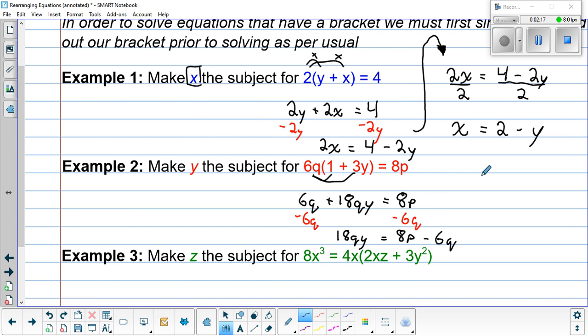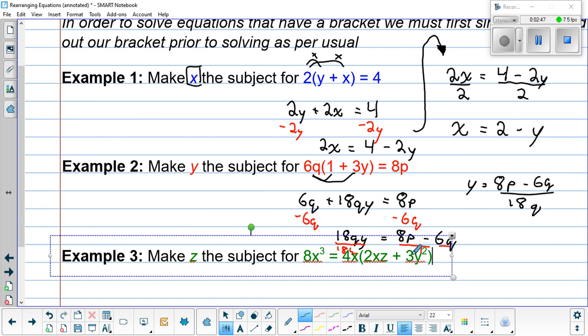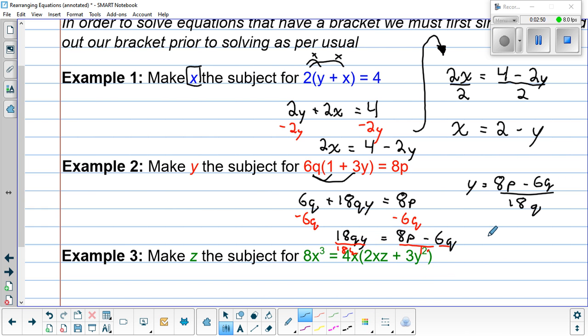So then I'm just going to try and squish in what I have to still do. So I'm dividing by 18q on each side. So that will leave me with y equals 8p minus 6q over 18q. So you could write that a little bit nicer, but I think I might just leave that for now, because you could bring that q up into the denominator for the one, but it'd leave a fraction for the other. It all depends what they actually ask you in the problem.